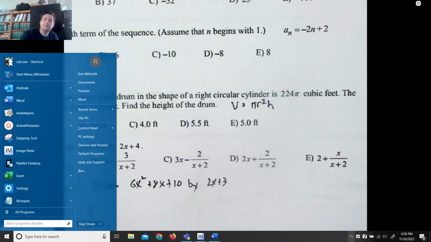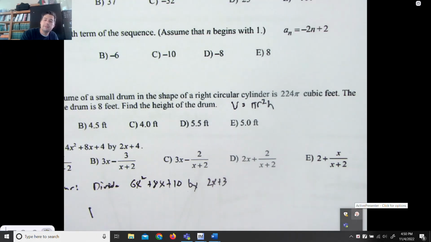There is your twin for your test on Friday. You're welcome.